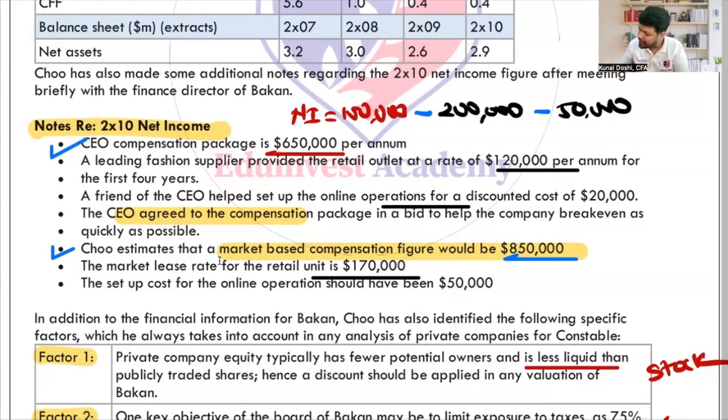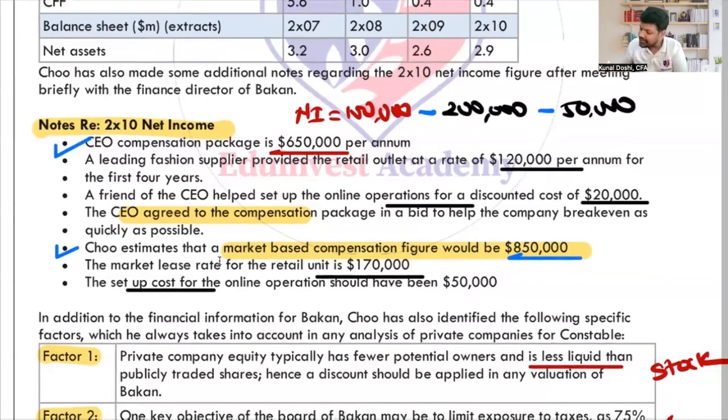And what about the setup cost? Should I adjust for this 20,000 also? They said that the setup cost for the online operation should have been 50,000. Now, only those costs which are related to discretionary and tax purposes, those we need to adjust, right? So first of all, here we are going to adjust for which costs. One cost we are going to adjust is compensation, correct? The extra lease cost we are going to adjust, right? Because both of these are going to be recurring, correct?